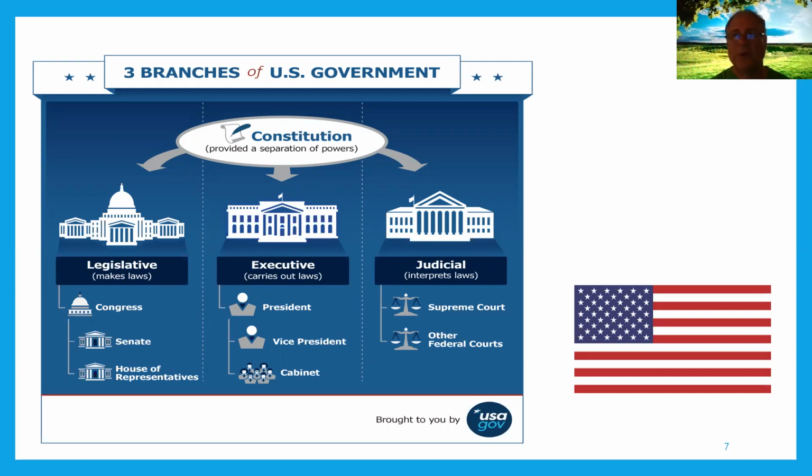The founding fathers were very concerned and did not want to see one person or a small group of people basically having ultimate power, trying to eliminate something like a monarchy that they had come from. There are three major branches of US government: the legislative branch, the executive branch, and the judicial branch. The executive branch is the president, the vice president, and the cabinet.